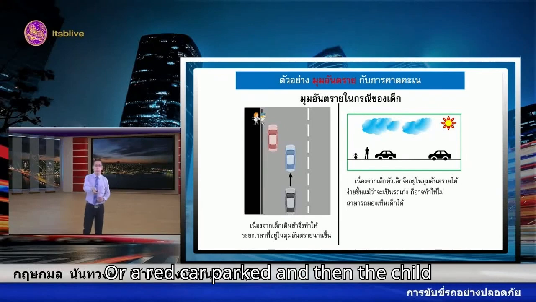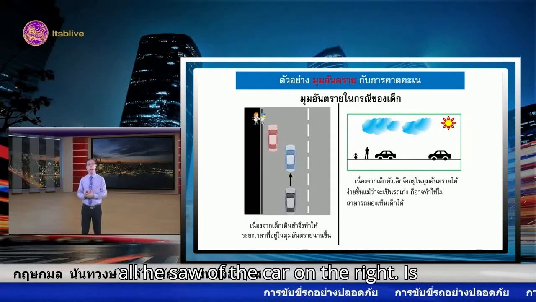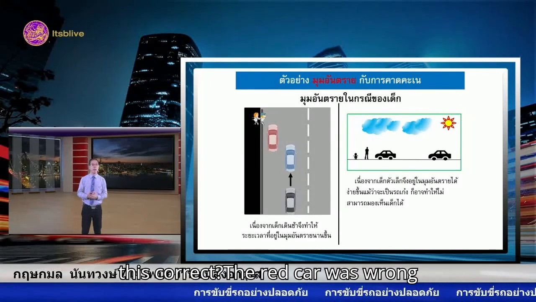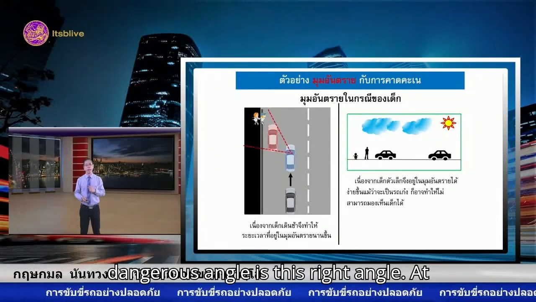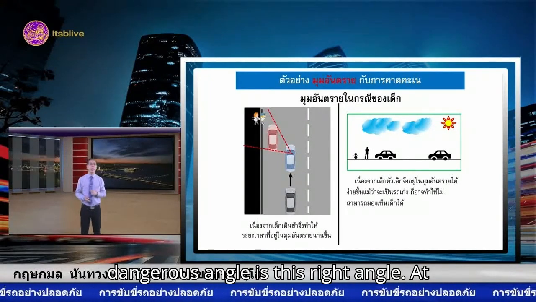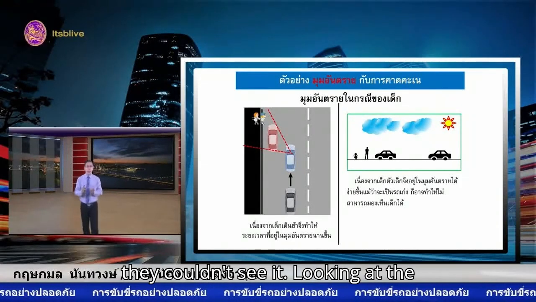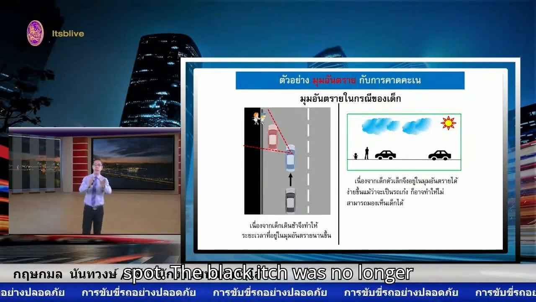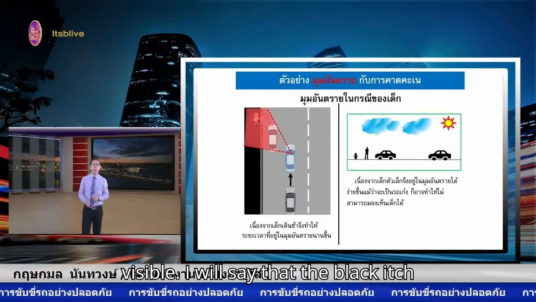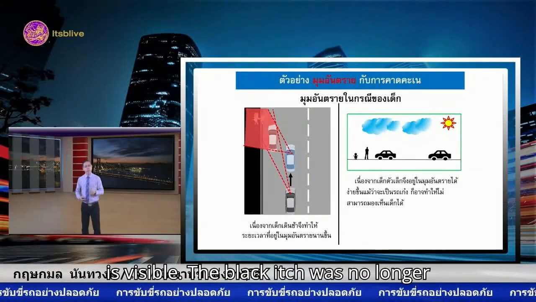Or a red car is parked and then the child ran across. When he ran across, that's all he saw of the car on the right. Is this correct? The red car was wrong because it was at a limited angle. This dangerous angle is this right angle. At first I couldn't see it, and when the car stopped, they couldn't see it either. Looking at the black car, it was already a dangerous spot. The black car was no longer visible.